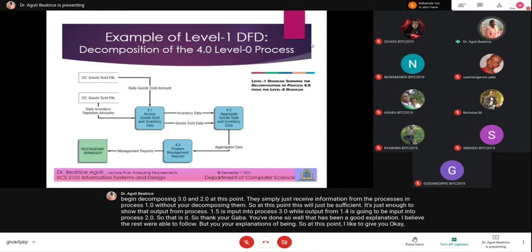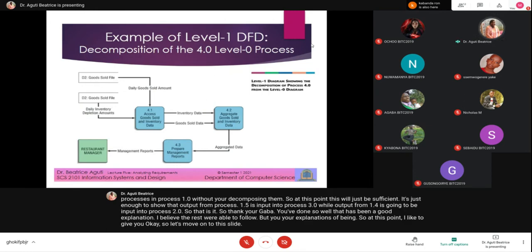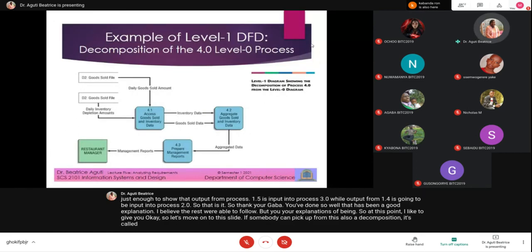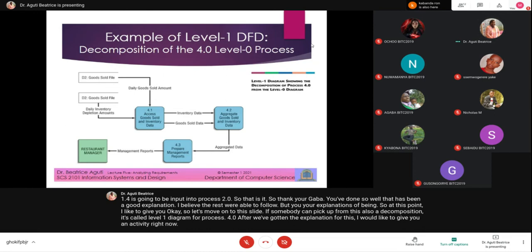Okay, so let's move on to this slide. If somebody can pick up from here, this is also a decomposition. It's called the level one diagram for process 4.0. After we've gotten the explanation for this, I would like to give you an activity, but after I've gotten a volunteer to explain this particular diagram.